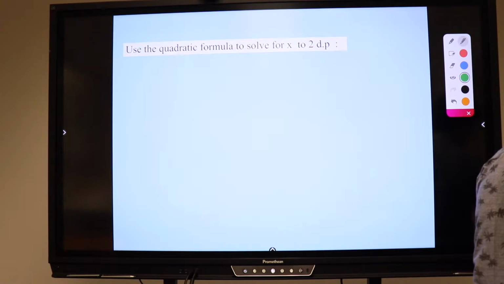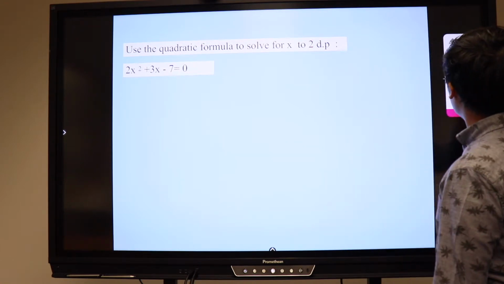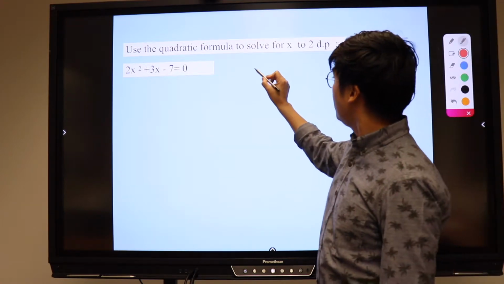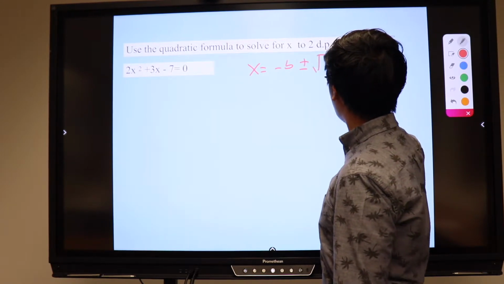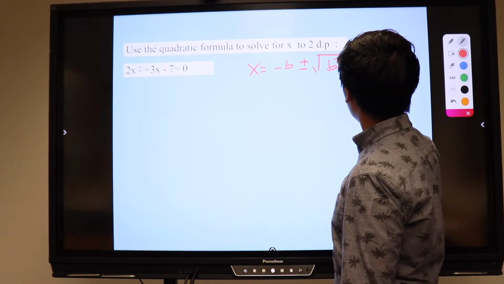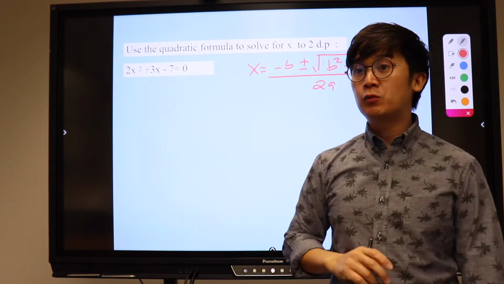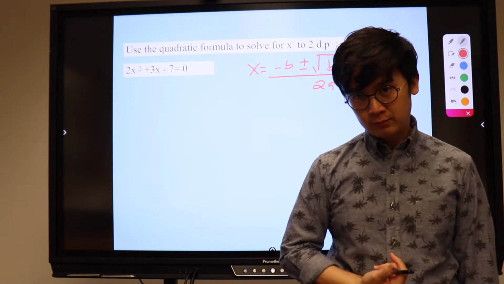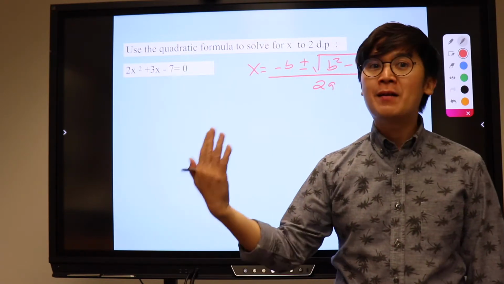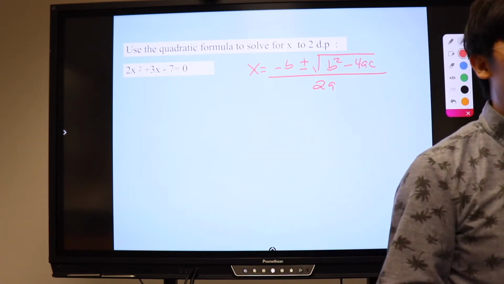So let's say we have 2x squared plus 3x minus 7 equal to 0, and we need to solve it using the quadratic formula. So the quadratic formula is x equals -b plus or minus the square root of b squared minus 4ac all over 2a. And how did I memorize it really fast? It's because I've been doing this for over 15 years now. And the more you use math, the better you become at it. And I've memorized it because I've been using it all the way through.